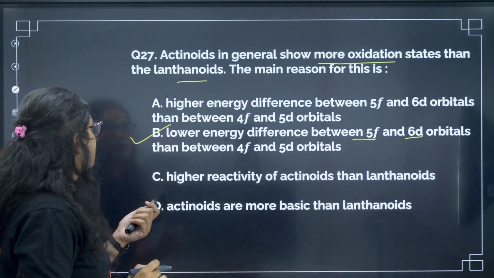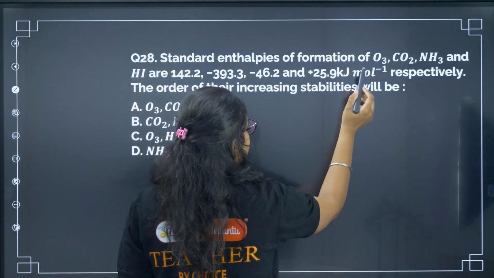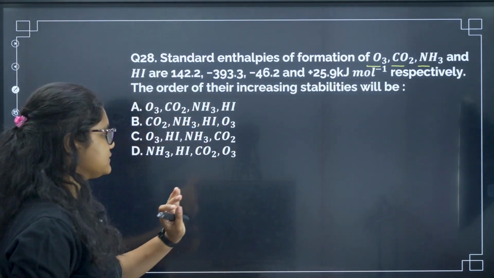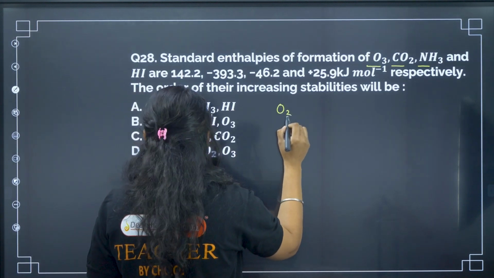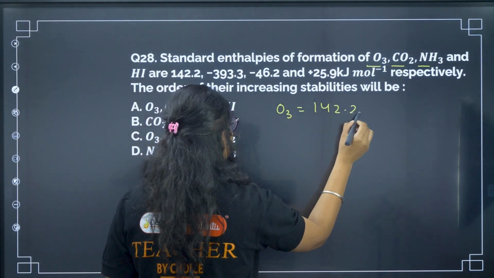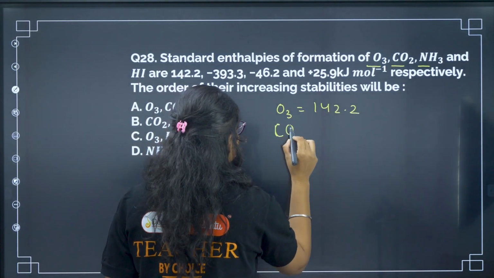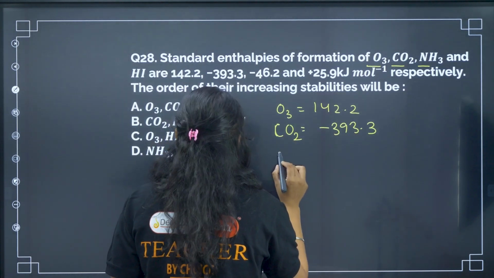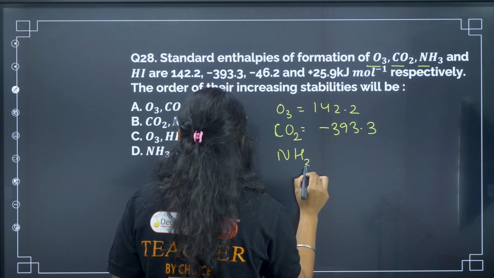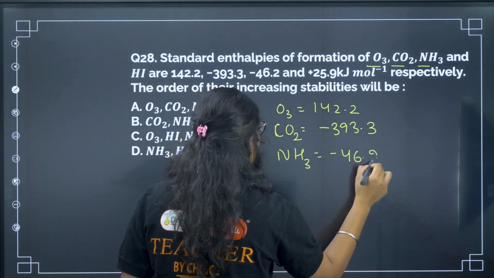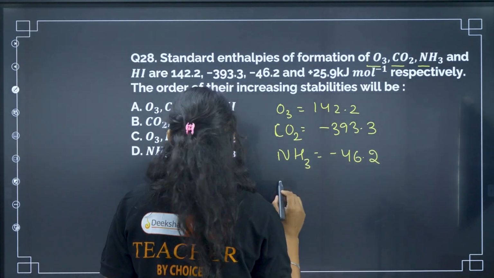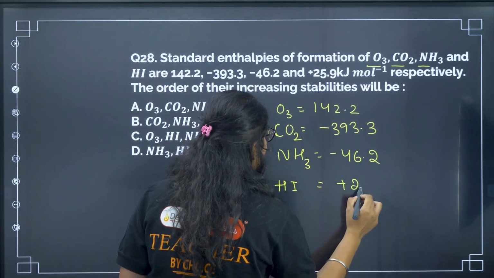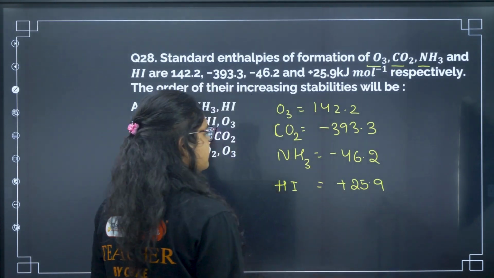Okay, next. Standard enthalpies of formation of O3, CO2, NH3 and HI are given. So let us first list down these data. O3 formation is 142.2. CO2 is minus 393.3. Then we have NH3, which is minus 46.2. And then we have HI, which is plus 25.9, right?